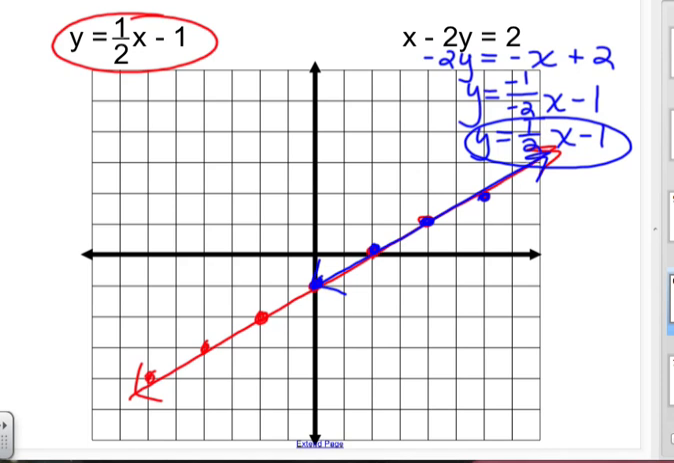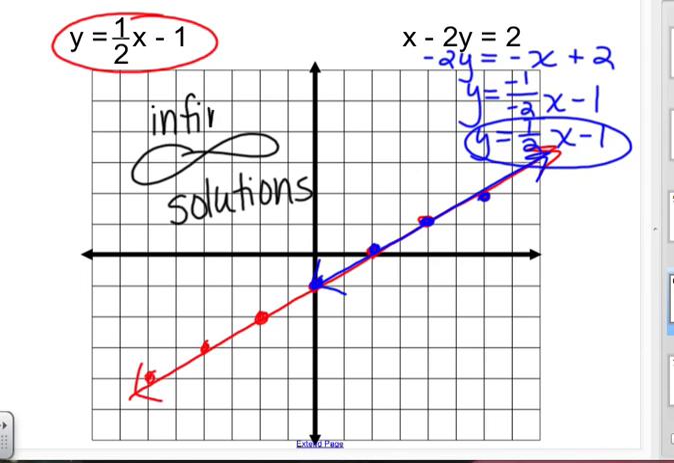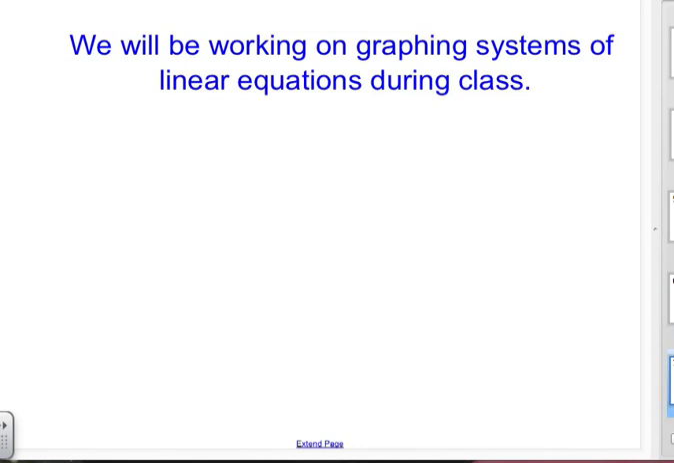We say this is an infinite number of solutions. Remember, this little symbol that I just drew, like the sideways 8, means infinite. Infinite number of solutions. Because they're overlapping lines and they end up being the same line.